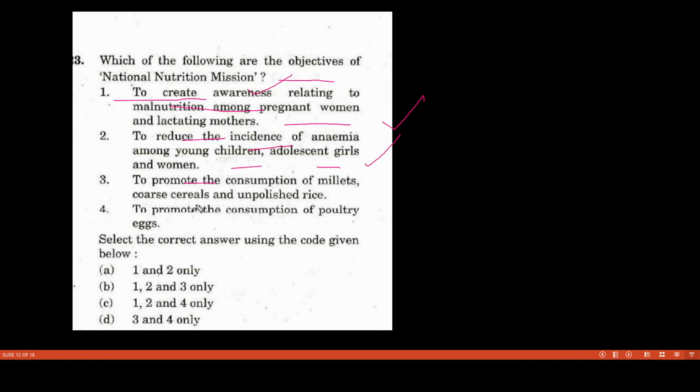Now you see, it is said to promote the consumption of millets, coarse cereals, and unpolished rice. So this can also be considered, but unpolished rice, like even if it were only millets, then it would still be considered, but then coarse cereal and unpolished rice is not true. And then you see to promote the consumption of poultry eggs. So that is definitely not the objective of National Nutrition Mission. It may be one of the missions of Department of Animal Husbandry, but not here.